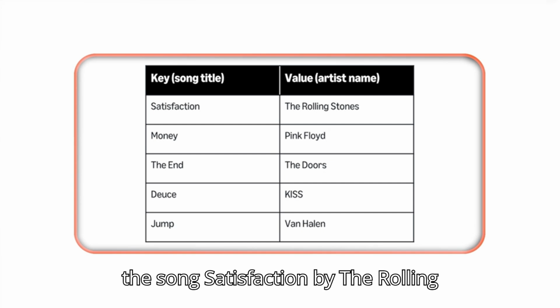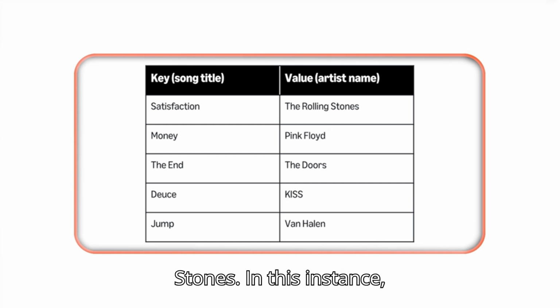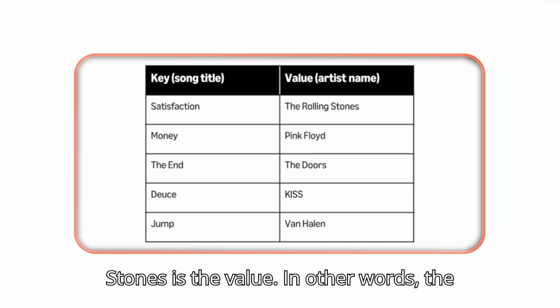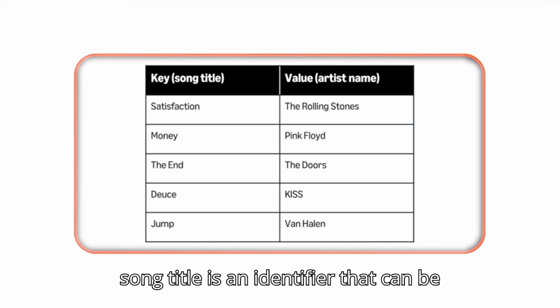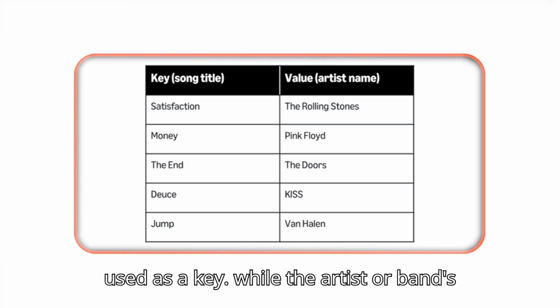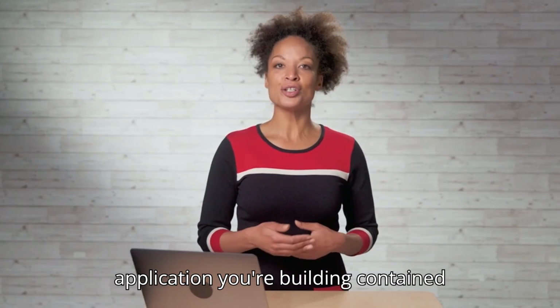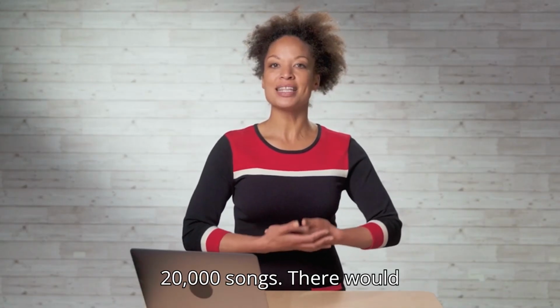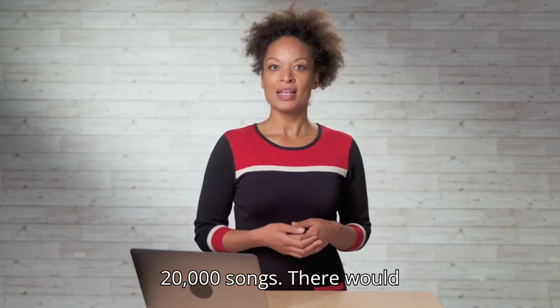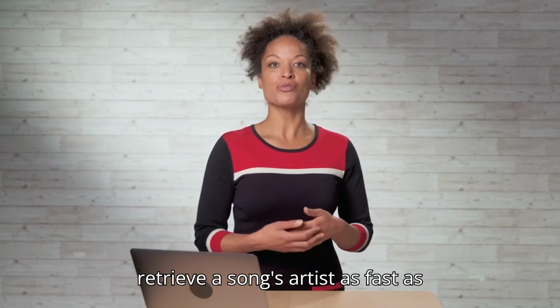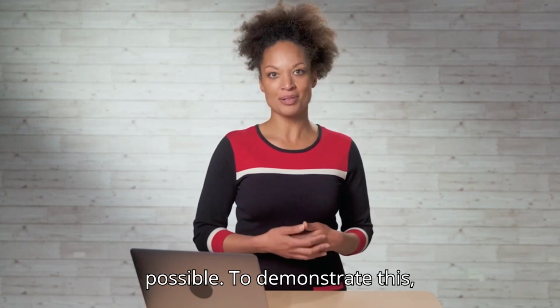Consider the song Satisfaction by the Rolling Stones. In this instance, Satisfaction is the key, and the Rolling Stones is the value. In other words, the song title is an identifier that can be used as a key, while the artist or band's name is the value. Now imagine if the application you're building contained 20,000 songs. There would be many songs and artists to keep track of, so you would need a hash map to retrieve a song's artist as fast as possible.